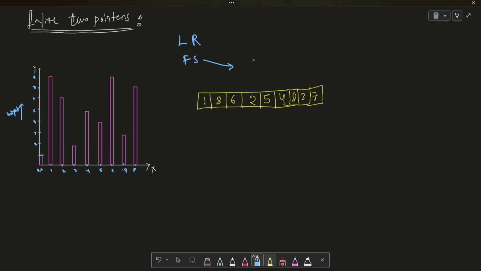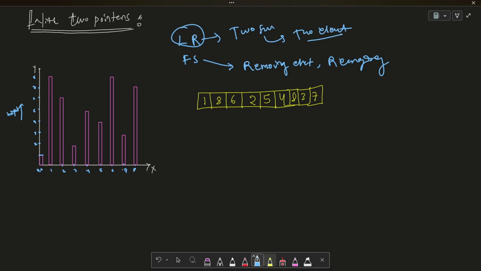In the fast and slow pointer method, whatever questions we have resolved were about removing elements or rearranging. But with the left and right pointers, we have resolved two sum, where we have to find two elements that satisfy the target. It sounds similar to this question. We have to find two lines and we have to find the maximum. So it is going to use the left and right pointers.